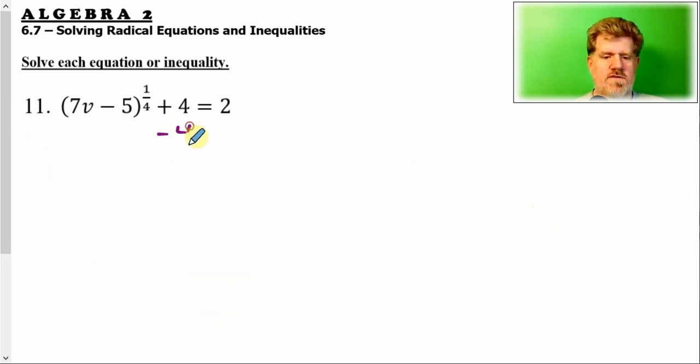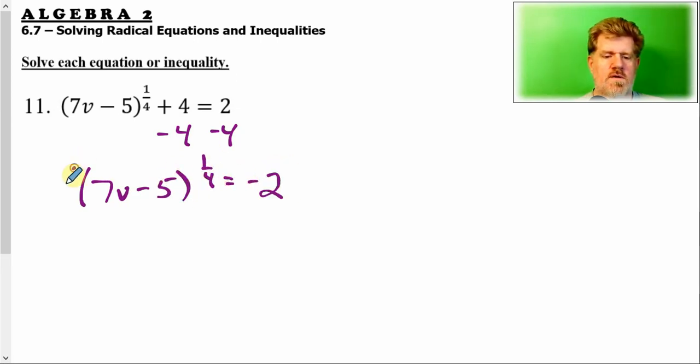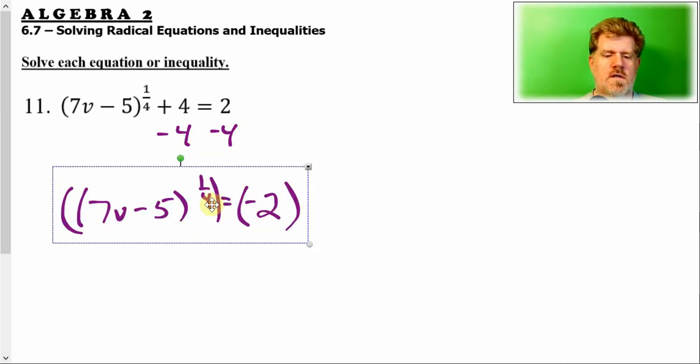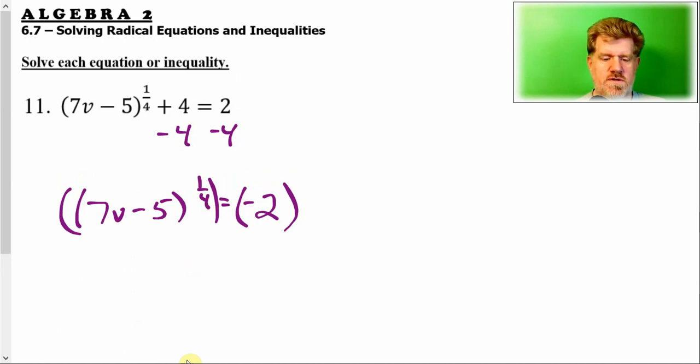All right, subtract 4. How do I undo a 1/4 power? What's its reciprocal? 4 over 1, or 4, because 1/4 times 4 would be 1. Negative 2 to the 4th power. Remember, 4 negatives becomes a positive.